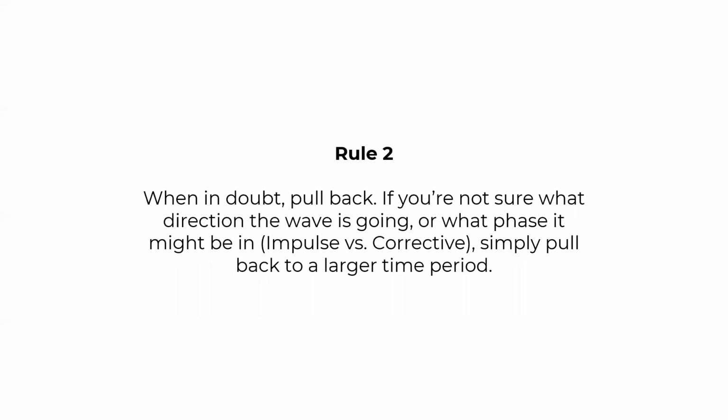If you're not sure what direction the wave is going or what phase it might be in, impulsive versus corrective, simply pull back to a larger time period. I can't say this enough, especially with beginner traders. And there's a huge influx of beginner traders that flowed in since March, since the whole COVID pandemic started. Everybody wants to be a day trader, and everybody wants to make that big money, make it real fast. So what do they do? They try and trade the 1 minute, the 5 minute, because quick trades, quick profits, right?